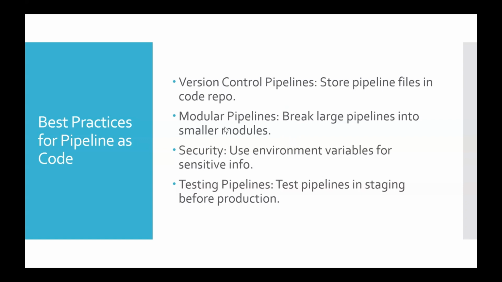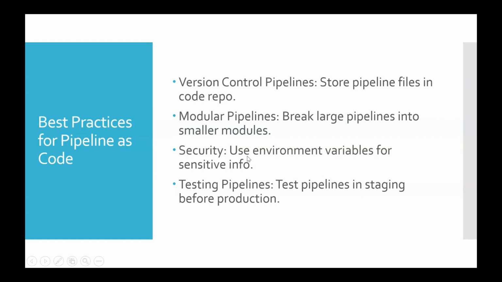The second one is modular pipelines. It's best to break large pipelines into smaller modules, so that you can call those modules directly from your pipeline, and this will be easier to debug as well. If some issue happens in your pipeline, you'll be able to identify which module is breaking and where you need to fix. And even if multiple people need to use those modules in their projects, they can refer to these modules and use them for their purpose as well.